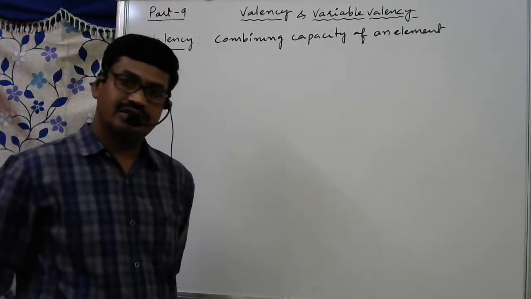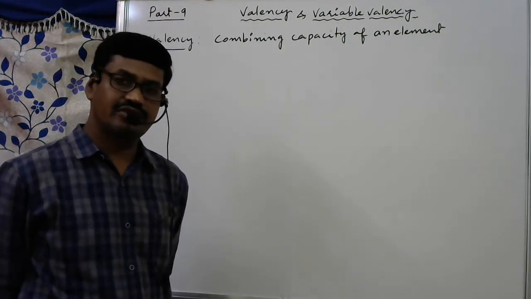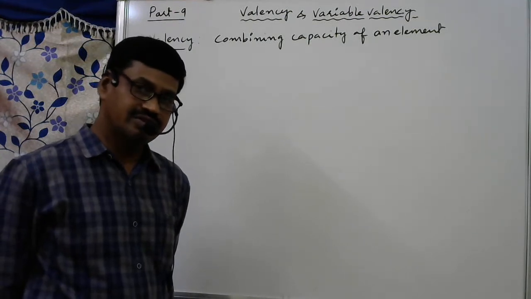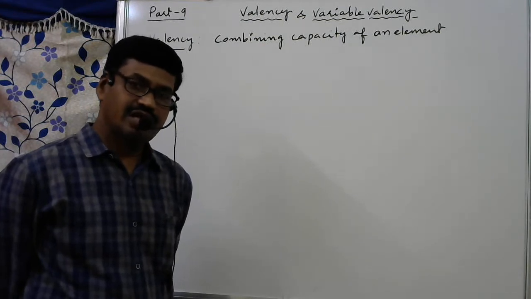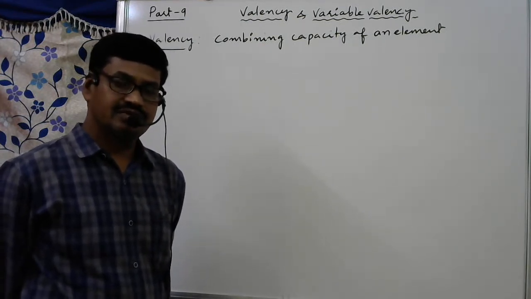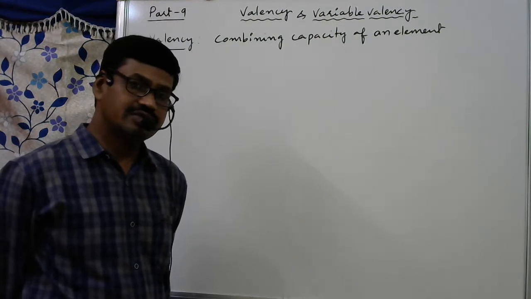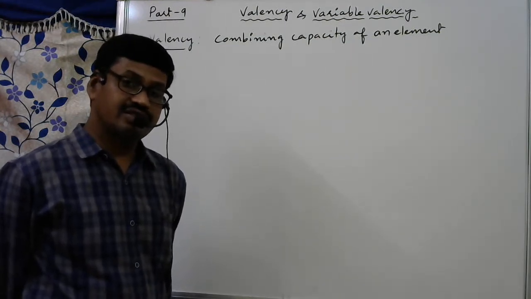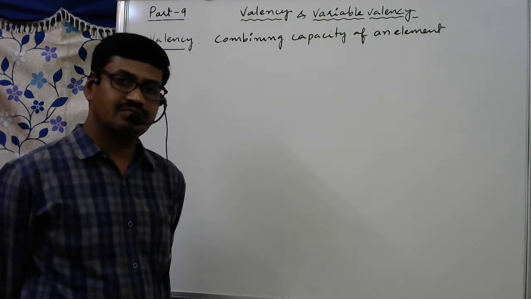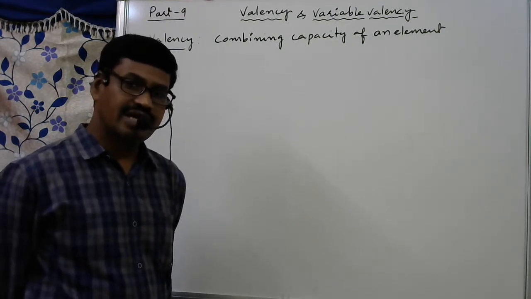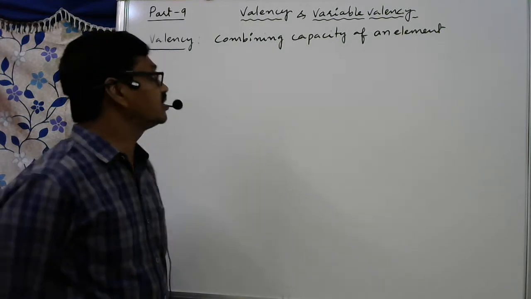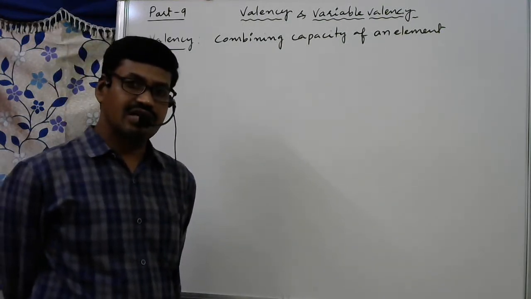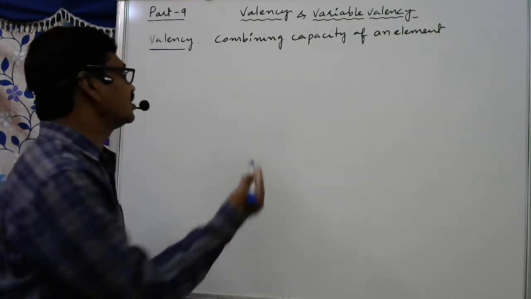How can we get this valency or combining capacity of an element? It depends on the particular atom. Different atoms will have different valencies, which depend on the number of electrons present in the outer shell. Otherwise, the number of electrons lost, or the number of electrons gained, or the number of electrons shared by that particular atom with another atom is nothing but its combining capacity, otherwise valency. So we have different definitions for valency.